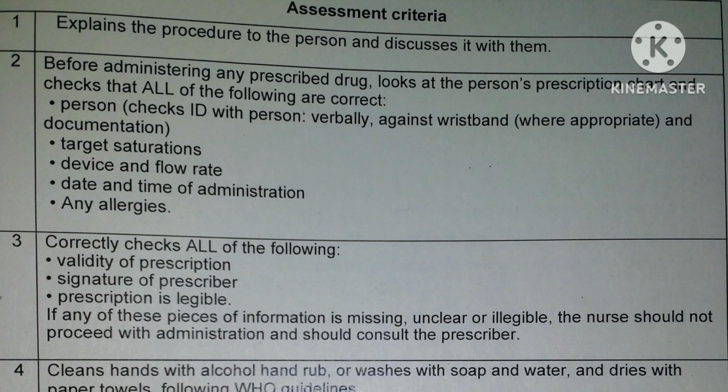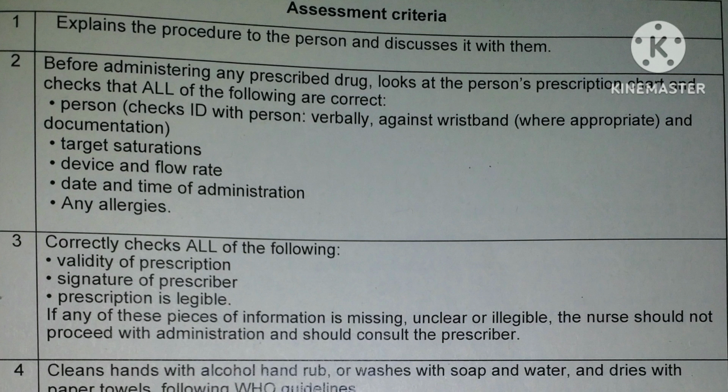Next, they are telling us that before administering any prescribed drug, look at the person's prescription chart and check that all of the following are correct. Here they consider oxygen therapy as a medication as well. So without a doctor's prescription, we cannot start the oxygen, but there is an exception. During an emergency situation, we can start it, but later on we must document it. So we will get a prescription chart.